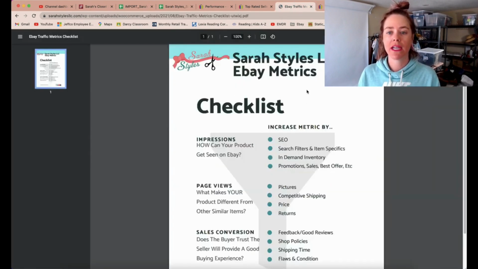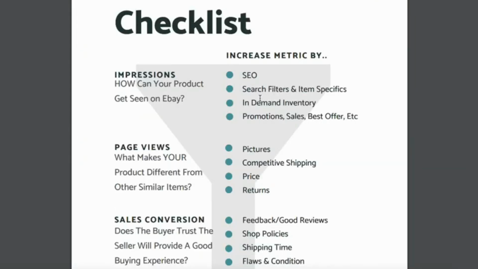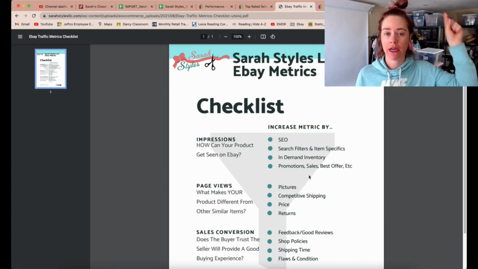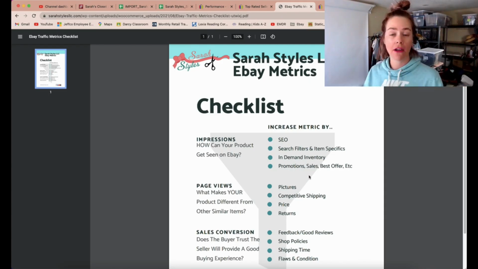Start with increasing those by doing things like working on your SEO, working on your search filters, working on your item specifics. Run a listing quality report. I'm going to link a video up here of how to do it and how to read it.